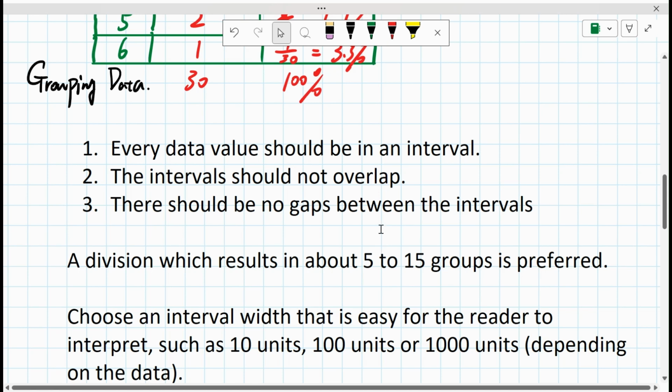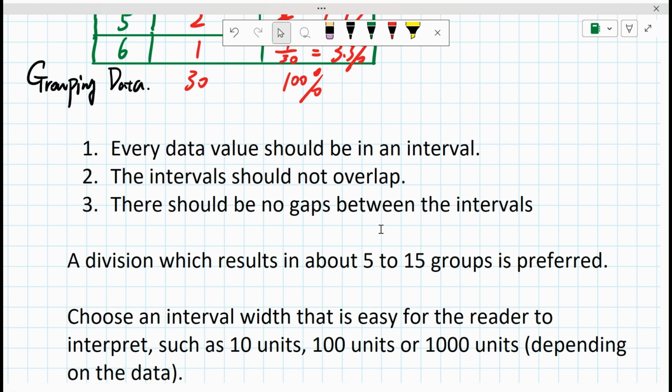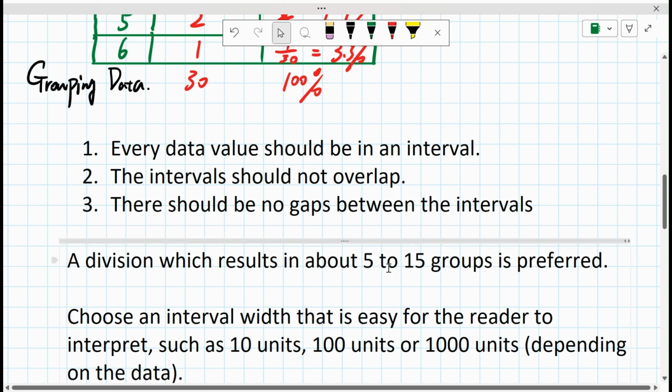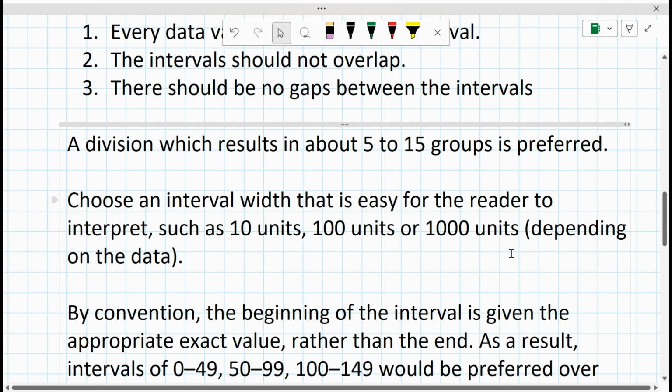So we're going to continue, and today we're going to keep doing grouping data. First things first, grouping data has three very important rules: every data value should be in an interval, the intervals should not overlap, and there should be no gaps between the intervals. The division that results in 5 to 15 groups is preferred.